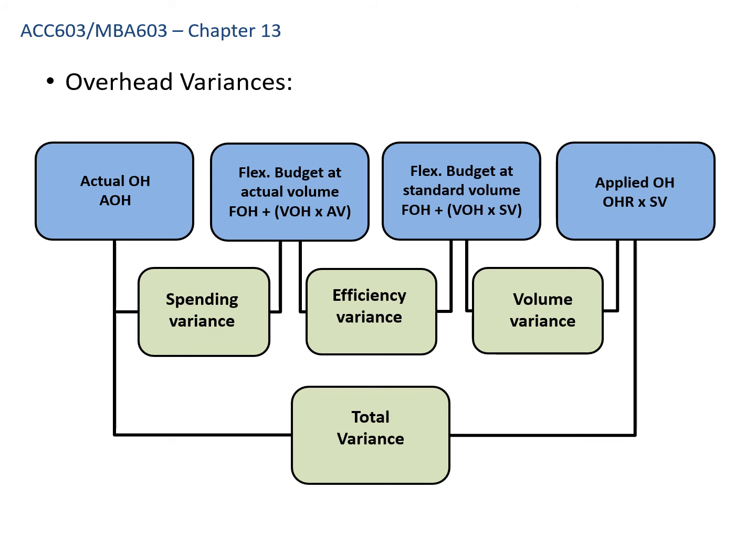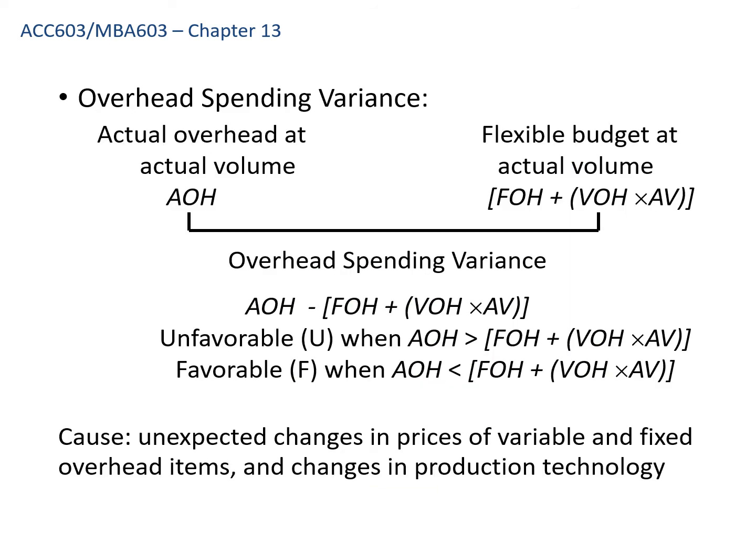And to be honest, the one that I care about the most, and kind of the purpose of doing this exercise, is to scrape away how much was due to volume, how much is due to efficiency, and zero in on how much is due to actual spending. If I'm determining whether a plant manager did a good job in controlling overhead, that's the variance that I care about. So I'll walk through each of these three variances algebraically.